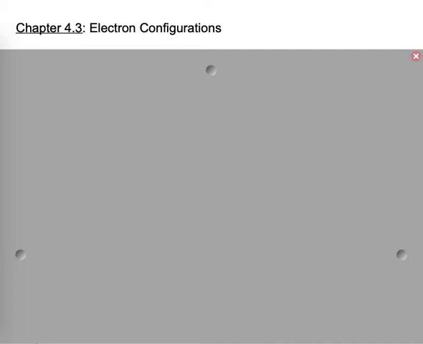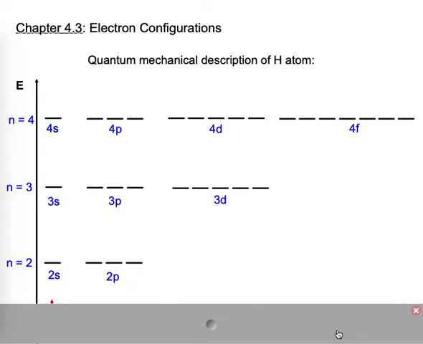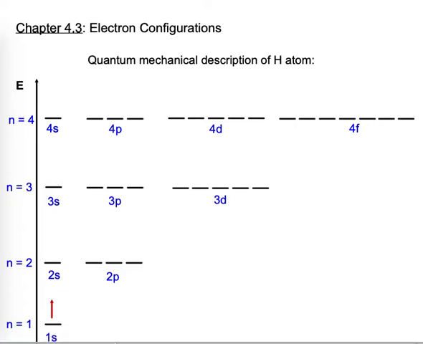In this section of Chapter 4, we're going to learn about electron configurations. We finished the previous section with the quantum mechanical description of the hydrogen atom. And we saw that in the hydrogen atom, we have principal energy levels indicated by the letter n, and this shows the first four principal energy levels. Each principal energy level is divided into one or more sublevels, indicated by the designations 1s, 2s, 2p, and so forth. And each sublevel can contain between 1 and 7 orbitals.